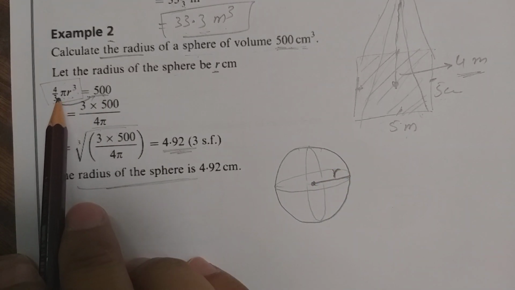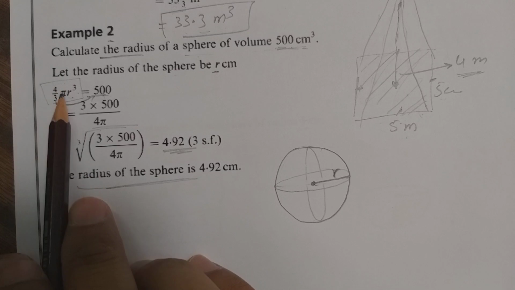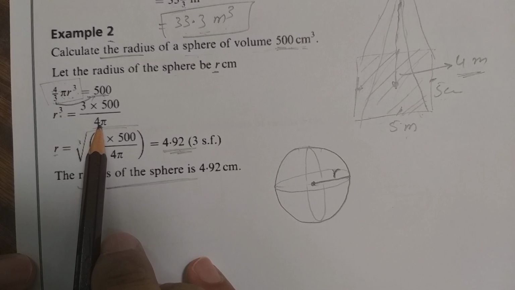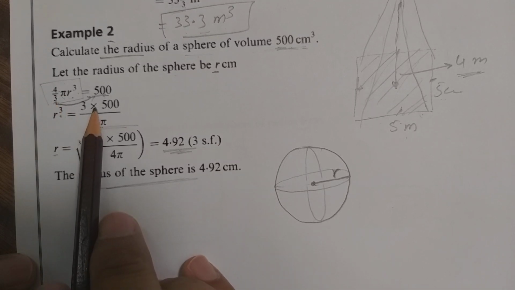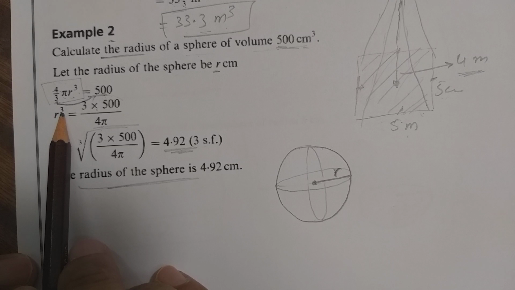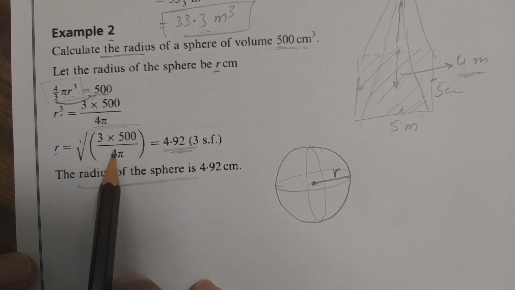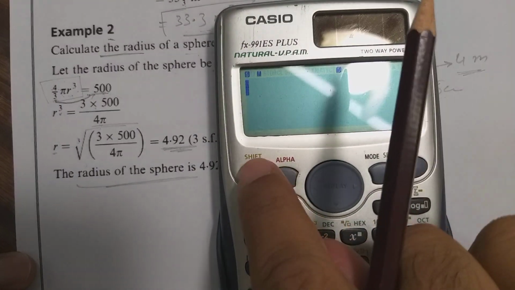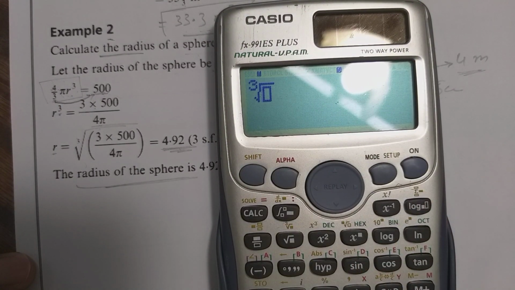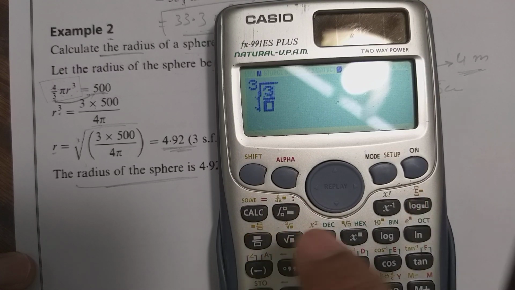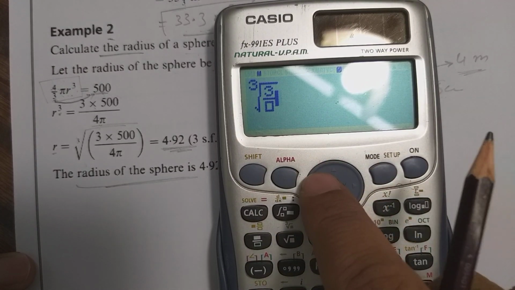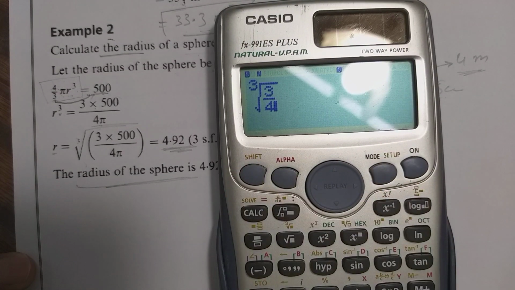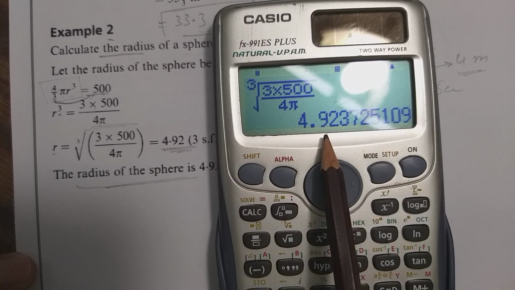To simplify for r, this is multiplication, and we need to find r. So pi multiplication becomes division, 4 multiplication becomes division, but the 3 division here is transferred to become multiplication. Simplify, because we need to find the r value. Take the cube root of both sides, and you find the answer 4.93. So you take the cube root, then simplify 3 times 500 over 4 pi. The answer is 4.9233.